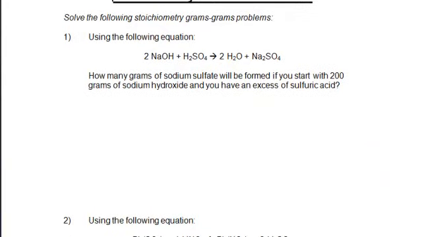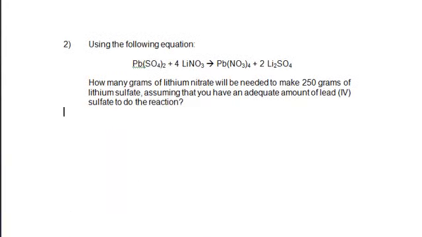Okay, now let's move this down a little bit. Let's do another one. Okay? So it says, using the following equation, how many grams of lithium nitrate will be needed to make 250 grams of lithium sulfate. Now your question can be a reactant or a product. And as long as you have one of these masses in a balanced equation, you can do a mass-to-mass stoichiometric calculation. So I begin with 250 grams of lithium sulfate.